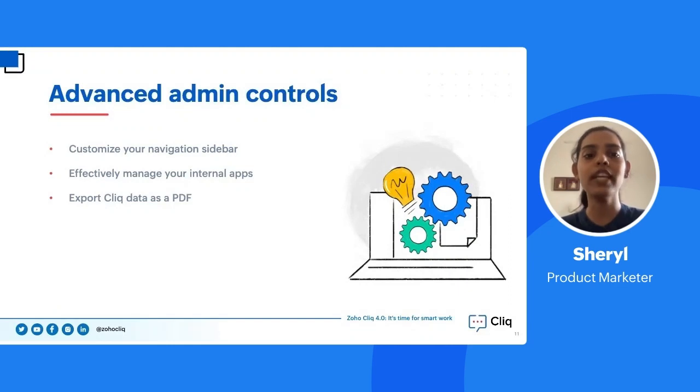Let's say an ex-employee created a bot, but you would like to delete or transfer the ownership to another employee. You can do that now. Before, we did not have the option, but right now we support that. And also, initially, if you would want to export your organization's data from Cliq, there was no option to export in PDF format, and now we support PDF format so that you can use your Cliq data for auditing or other purposes.